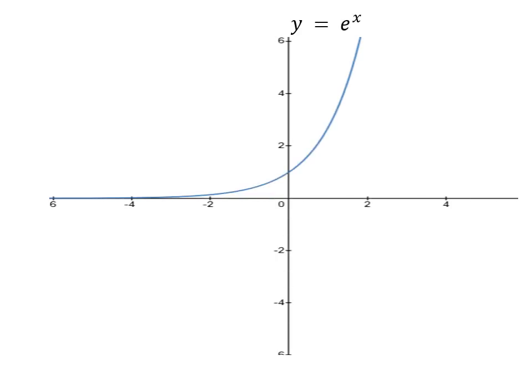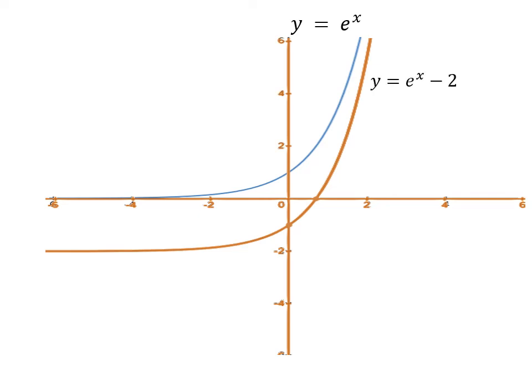So this is the graph of y equal e to power x, and we're going to see also transformation. If I want the graph of y equal e to power x minus 2, I just have to move my graph 2 steps down. Keep in mind here, y equal negative 2 is the horizontal asymptote. The domain is negative infinity to positive infinity, and the range is negative 2 to positive infinity.